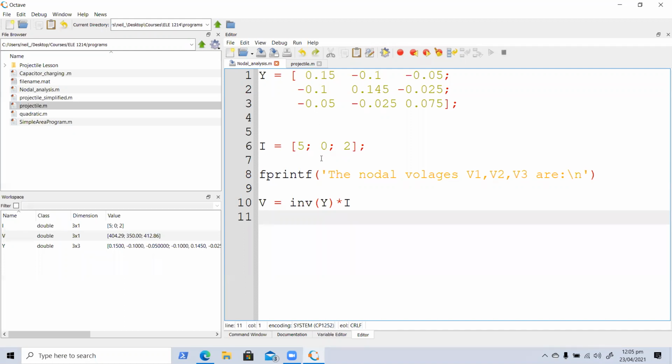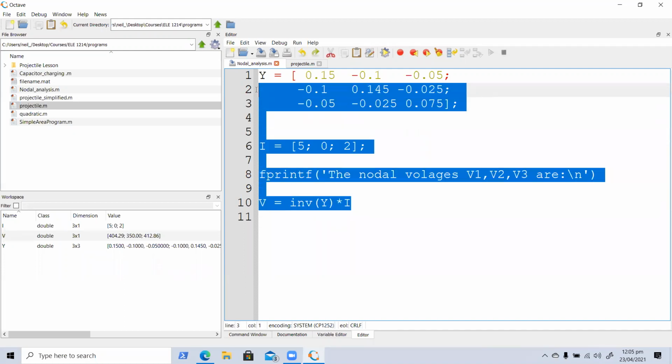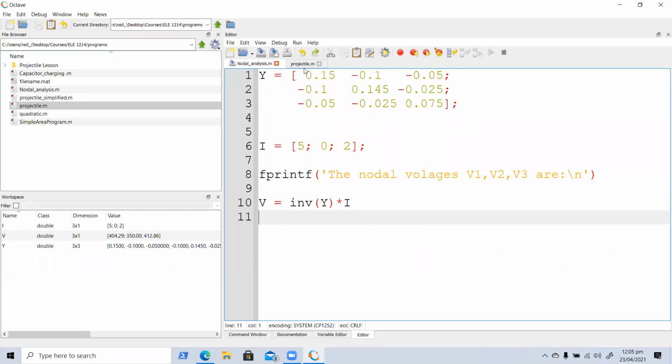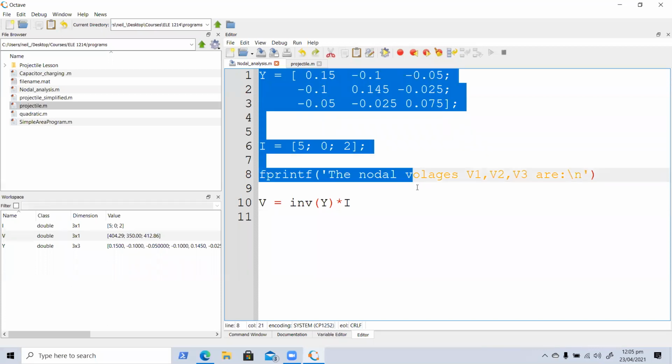Sir, are we supposed to do this in a script or the normal command window? It's nice to practice creating script files, right? Because for the assignments, you're going to create script files. So pretend this is a program you're writing, to do your homework.